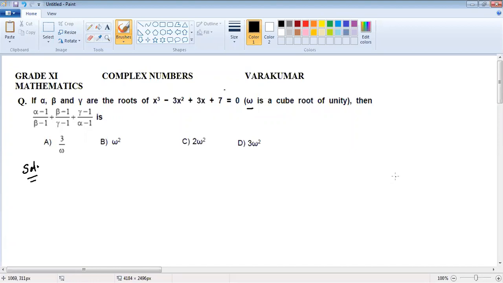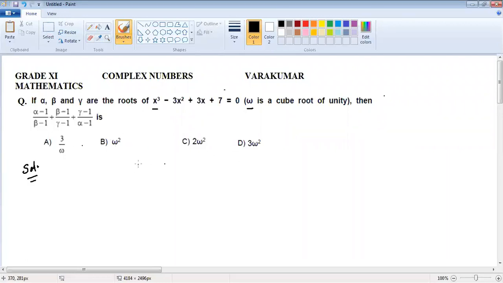Today I am going to teach you one question from the complex number. The question is on the screen. If alpha, beta and gamma are the roots of x cube minus 3x squared plus 3x plus 7 is equal to 0, where omega is the cube root of unity, then find the value of (alpha minus 1) by (beta minus 1) plus (beta minus 1) by (gamma minus 1) plus (gamma minus 1) by (alpha minus 1). Among these four options, one is the right answer.